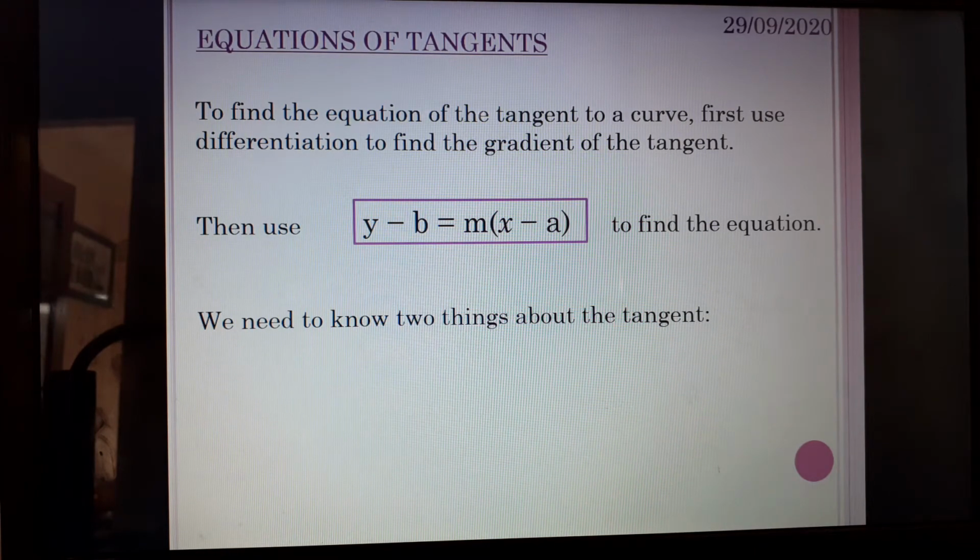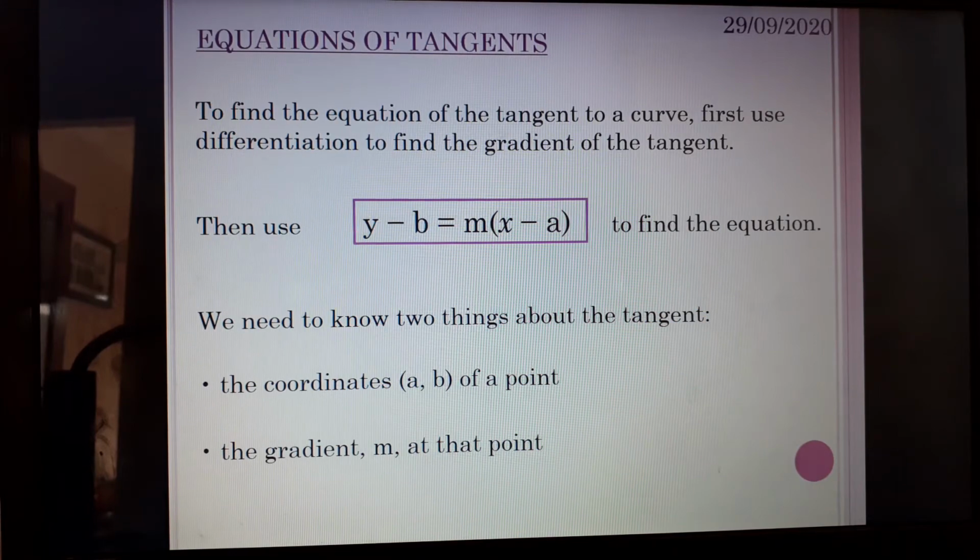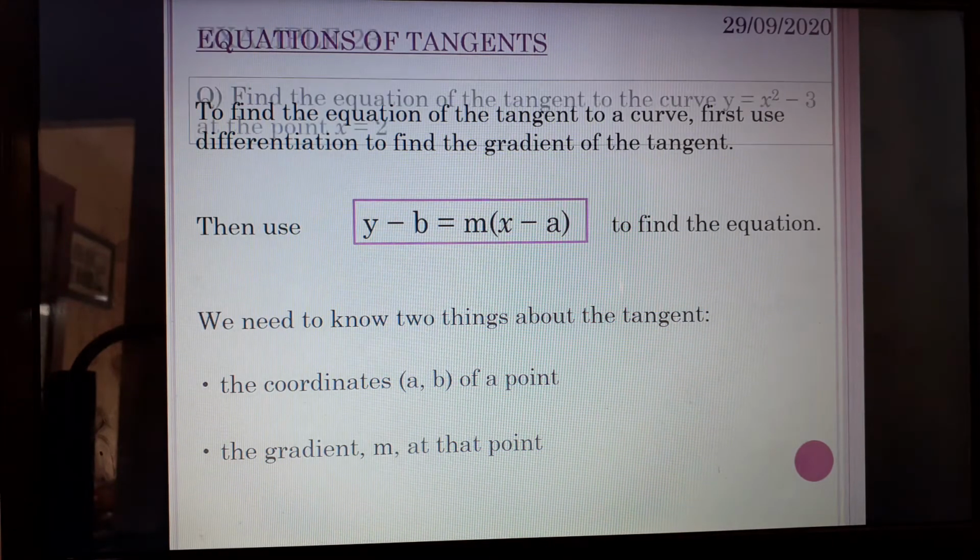So we need to know two things about the tangent, just as we need to know two things about any equation of a line, any line. We need to know two things to get the equation. We need to know a coordinate, any coordinate, and we also need to know the gradient. And it's this part here, this gradient part, that's where we're using differentiation to get the gradient, because dy by dx or f dash of x at a specific value of x is the same as the gradient.